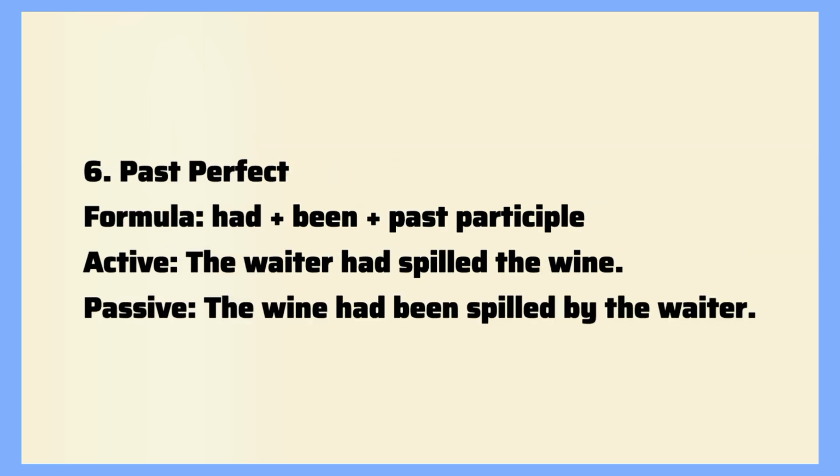6. Past perfect. Formula: had plus been plus past participle. Active: the waiter had spilled the wine. Passive: the wine had been spilled by the waiter.